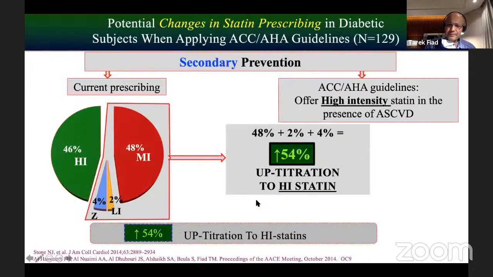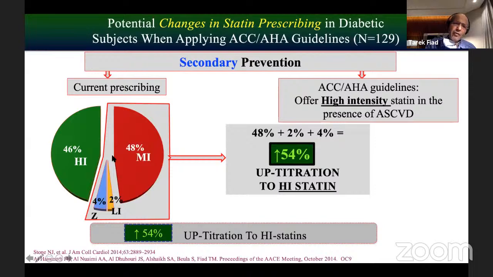We went on to look at the very high-risk patients in secondary prevention. All these patients should achieve an LDL reduction of more than 50%. To get that, you need a minimum of high-intensity statin.